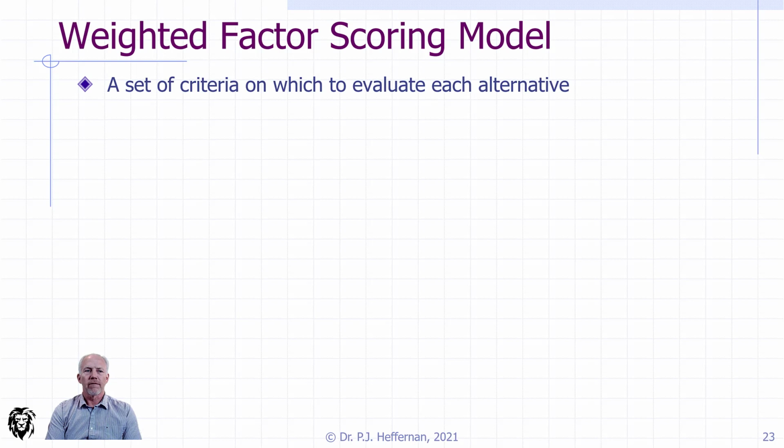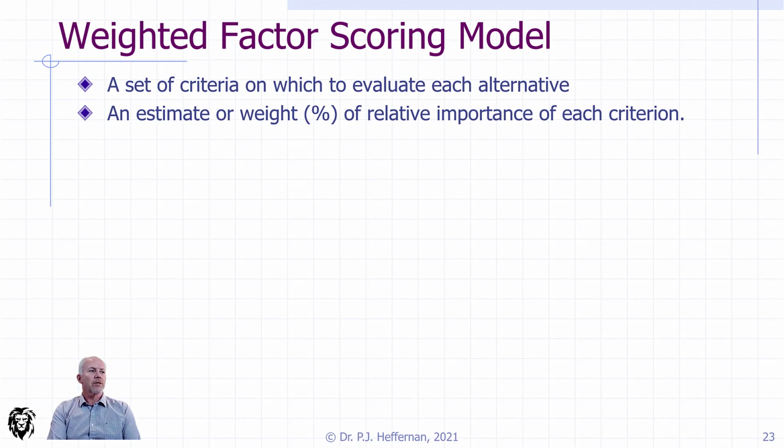So if we look at our weighted factor scoring model, this type of model allows us to establish a set of criteria on which we're going to evaluate each alternative. Now, each alternative will be evaluated against the same set of criteria so that we have a cross comparison between projects or methods or whatever it is that we're comparing. So we're going to estimate a weight for each of the criteria within the set, which will represent the relative importance of that criteria.